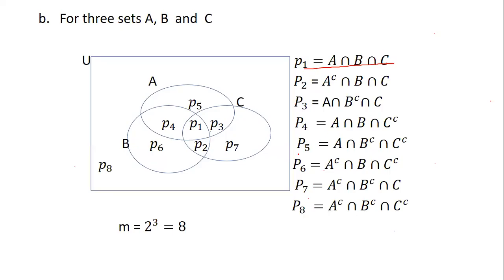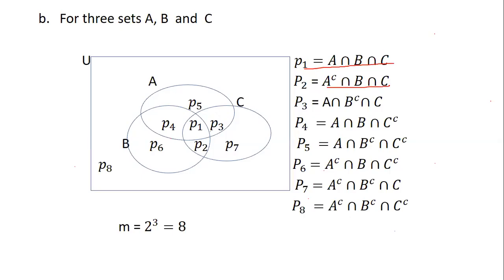Now P2. What is P2? P2 is for the circle of B, and it's outside A. Are you okay? Yes, sir. Outside it, so not A. So you can say that A complement intersection B intersection C.